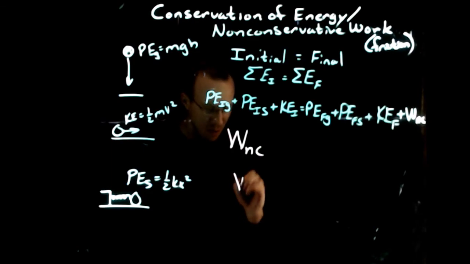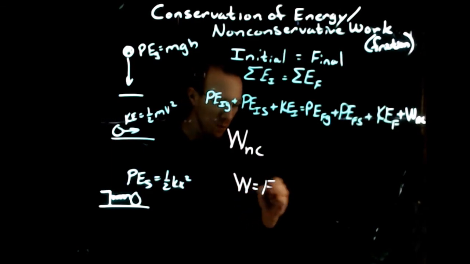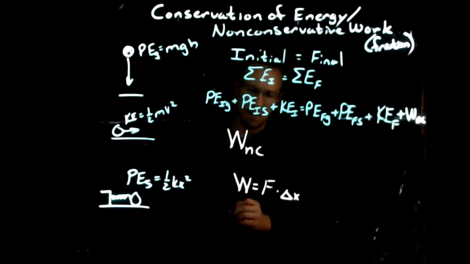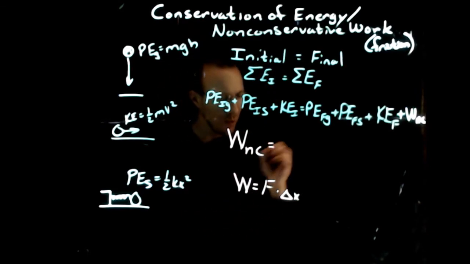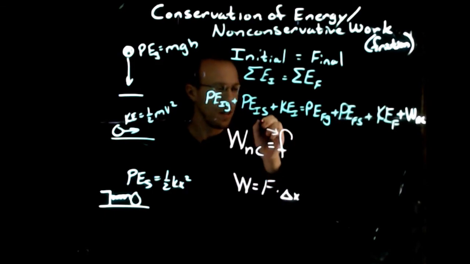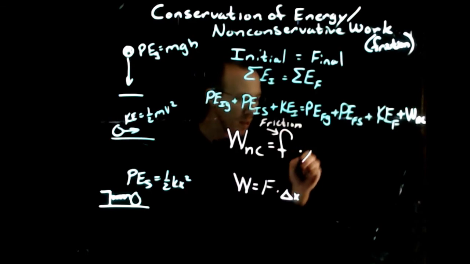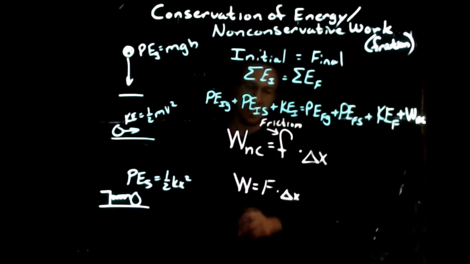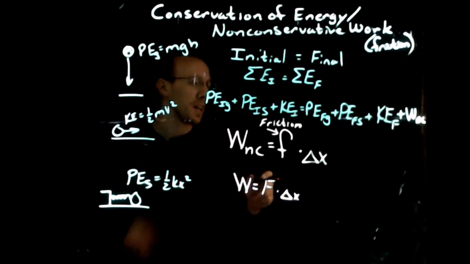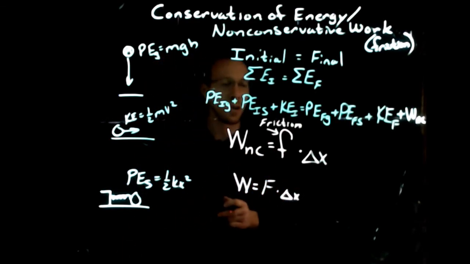And do you remember that work is equal to the force times the change in displacement? Right? So guess what? What's the force when we're talking about friction? It's friction. And it's still multiplied by the change in x. So really, work is still work, F times x. The question is, what F are we talking about? In the non-conservative work, we're talking about friction. Okay?